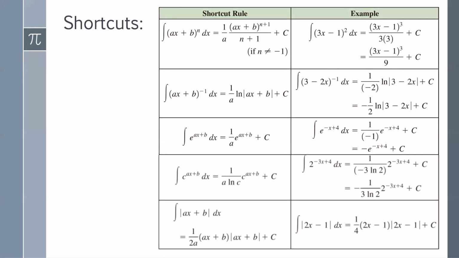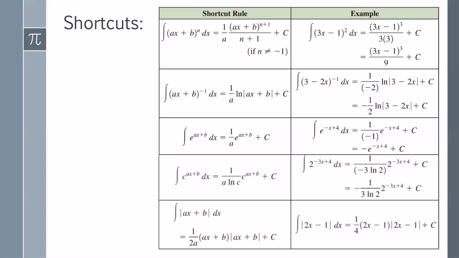We have some shortcuts. The antiderivative of (ax plus b) to the power of n is 1 over a times (ax plus b) to the power of n plus 1 divided by n plus 1. The antiderivative of (ax plus b) to the power of negative 1 is 1 over a times the natural log of the absolute value of ax plus b. The antiderivative of e to the ax plus b is equal to 1 over a e to the ax plus b plus a constant.